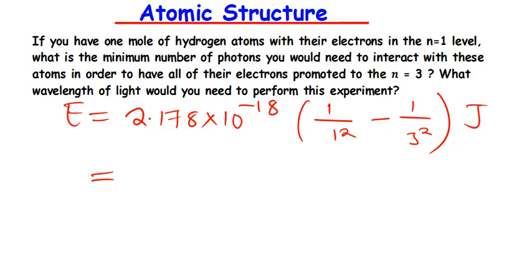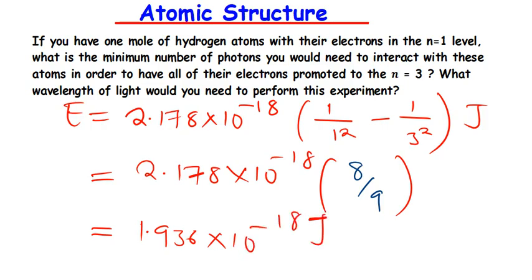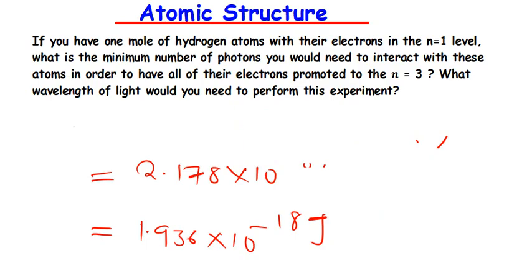So in the brackets, we're going to have 1 minus 1 over 9, that would give us 8 over 9, and then you can multiply that with what we have. So 2.178 times 10 to the power negative 18 multiplied by 8 over 9, I'm getting 1.936 times 10 to the power negative 18 joules. So we determine the amount of energy that is actually required to transition an electron from the first energy level to the third energy level.